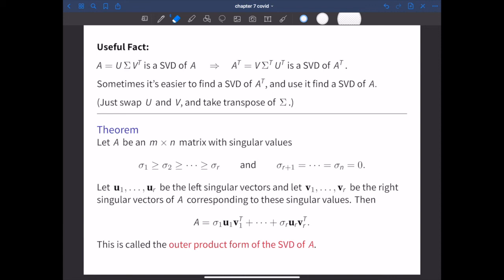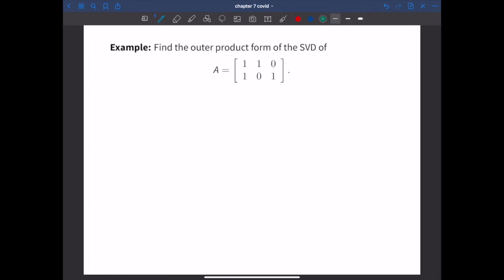So let's see an example. Let's find the outer product form of the singular value decomposition of this matrix. You may remember that this is the matrix from the first example. We've already found the singular values, the left singular vectors and the right singular vectors. So let's write them down to refresh ourselves.